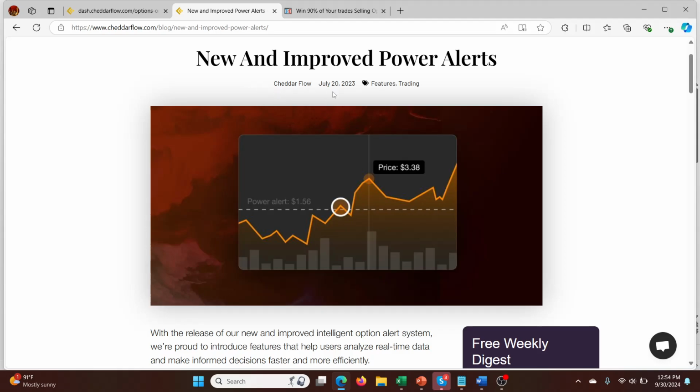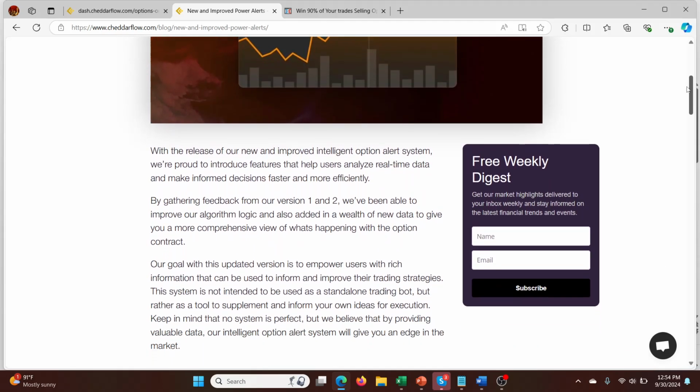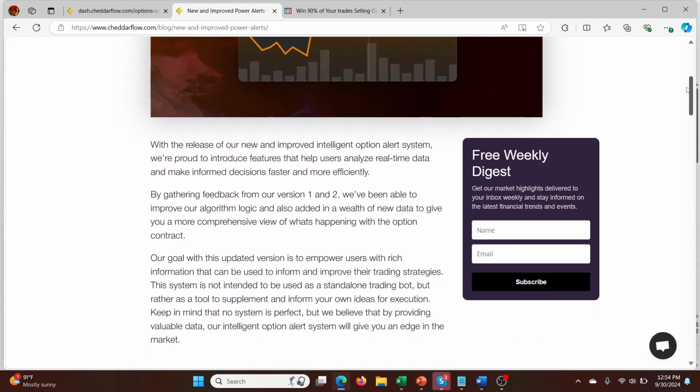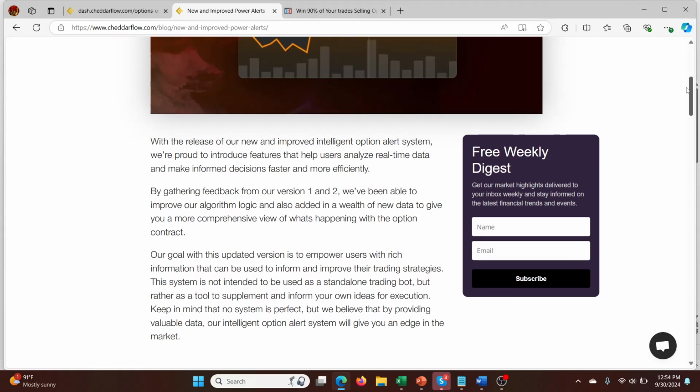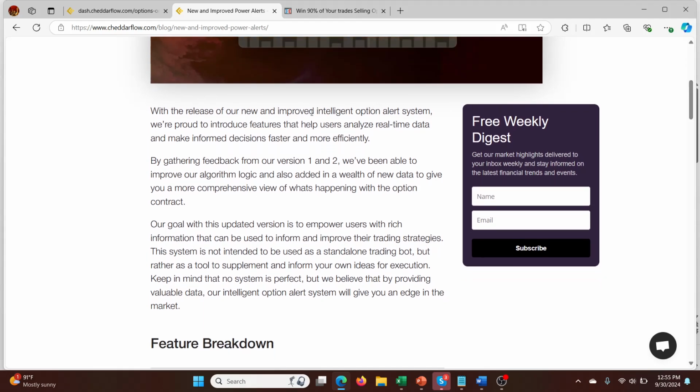It was updated last year, and it talks a little bit about what they are. It doesn't go into much detail though, so I'm not completely sure what we're looking at here. They say we've released our new and improved intelligent option alert system. We're proud to introduce features that help users analyze real-time data. By gathering feedback from versions 1 and 2, we've been able to improve our algorithm logic. So this is supposed to be like an AI type thing with an algorithm.